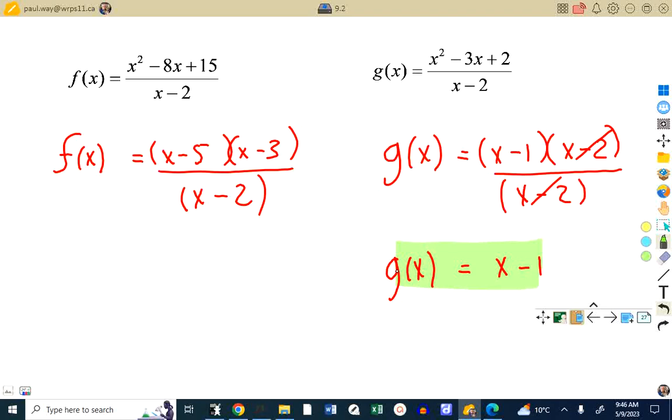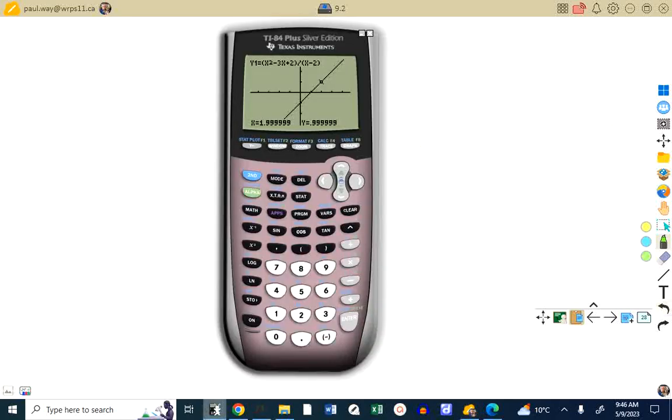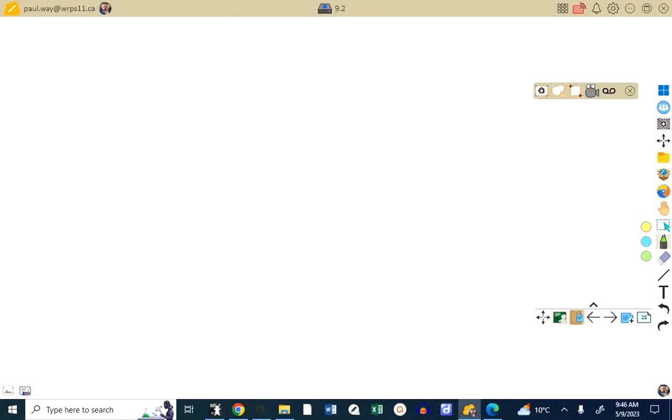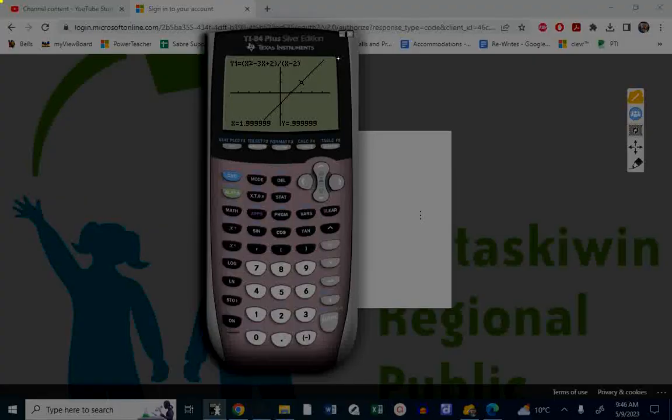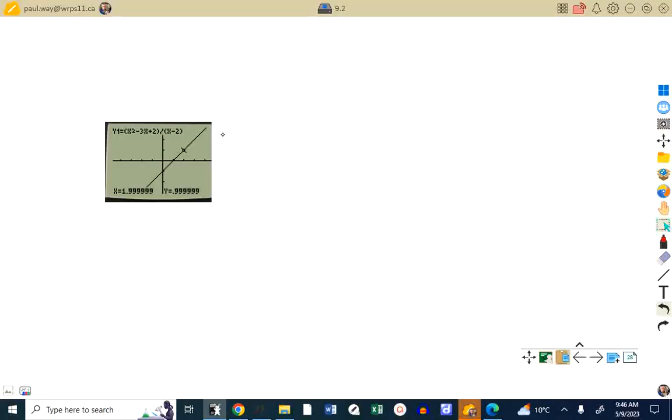I'm going to do so right now. How do I want to do this? Let's go here. I'm going to capture this screen. There we go. Okay, so that's the actual function, and there's a hole there, right? In fact, I'm going to do that again.